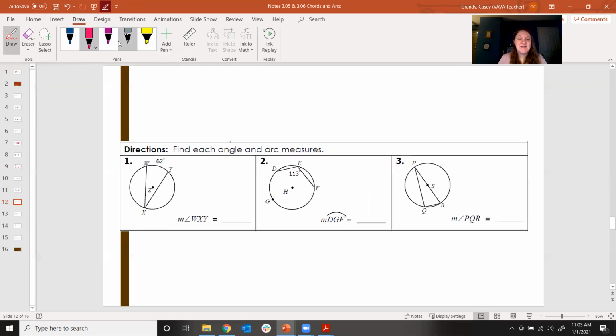So let's practice using that. Okay, so here I know I have an inscribed angle. It's inscribed because its vertex is on the circle, not the center. So I'm going to call this just angle X for the sake of my equation. The angle is half of the arc inside of it. So half of 62. So we know that the measure of my angle there is 31 degrees.